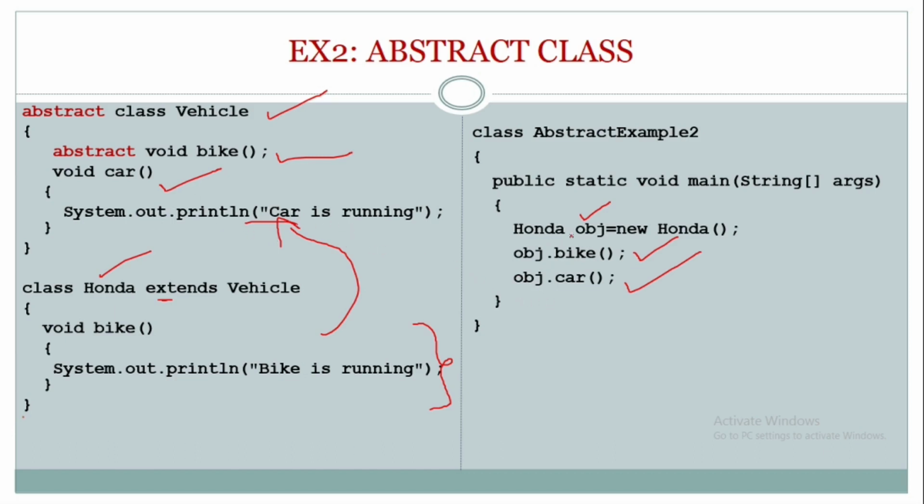Yes, because this Honda has inherited the features of Vehicle, this object of Honda was able to call the car method. Okay, what is the output now? Bike is running and car is running.